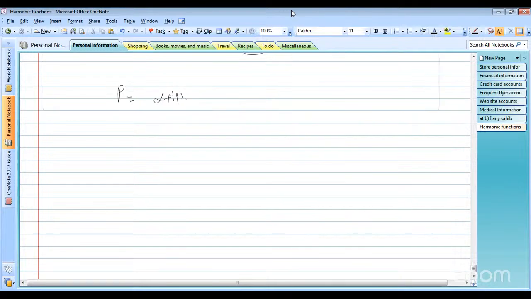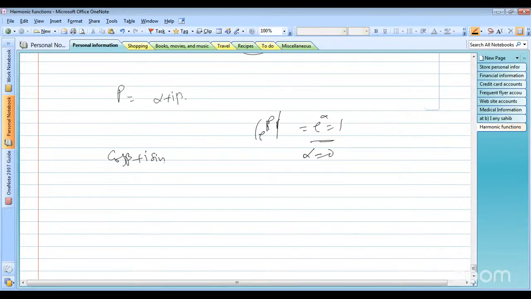Suppose t is equal to alpha plus i beta. In the property we are taking here, e to the power i t, e to the power alpha is equal to 1. So alpha is equal to 0. So cos beta plus i sin beta is equal to 1.